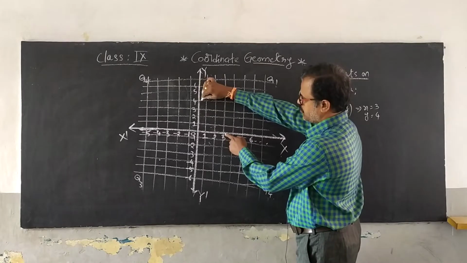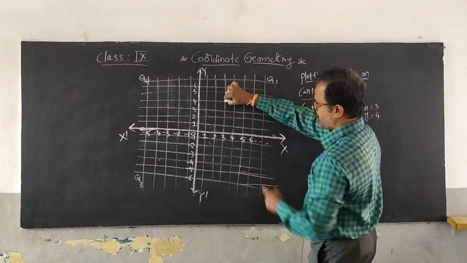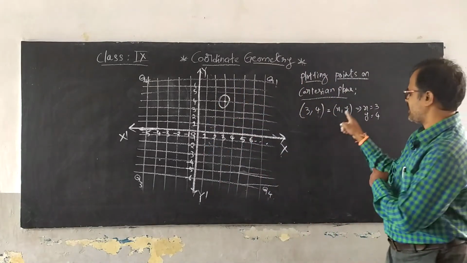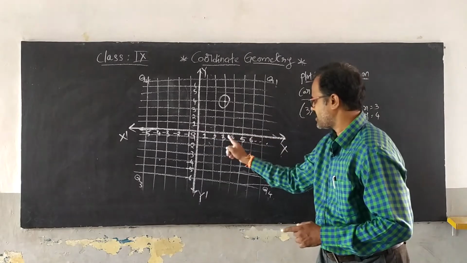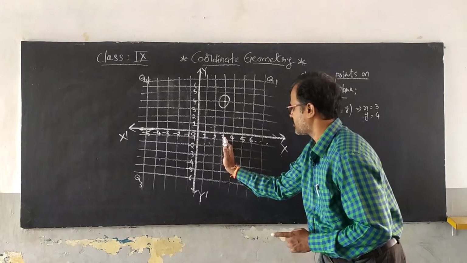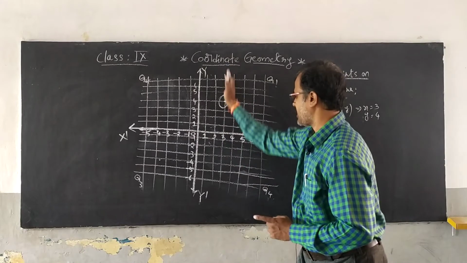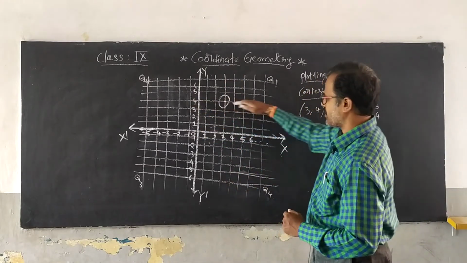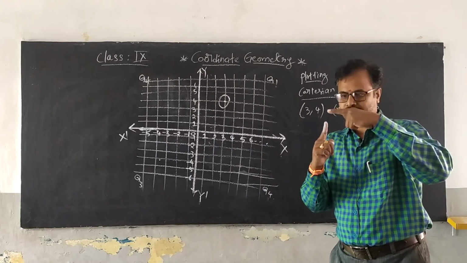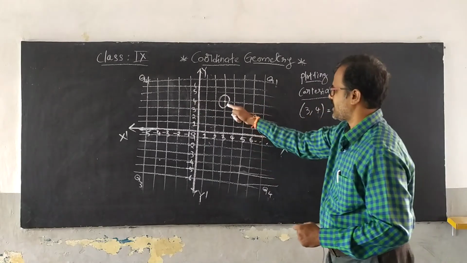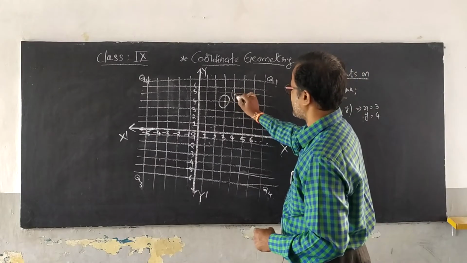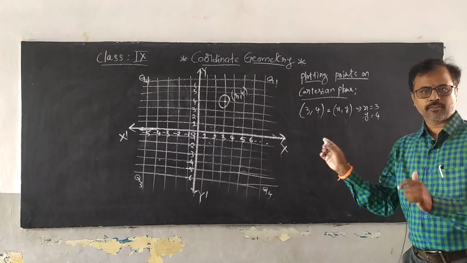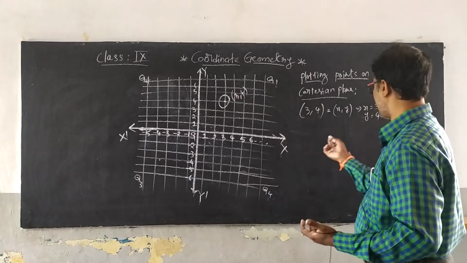Now you take these two lines, and they meet at one point. This line gives you x is equal to 3, and this line gives you y is equal to 4. The point of intersection of these two lines is the point 3 comma 4. Do you understand how to plot the points? It's very simple, you can do it.